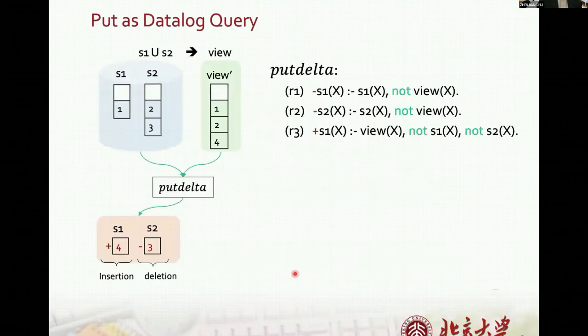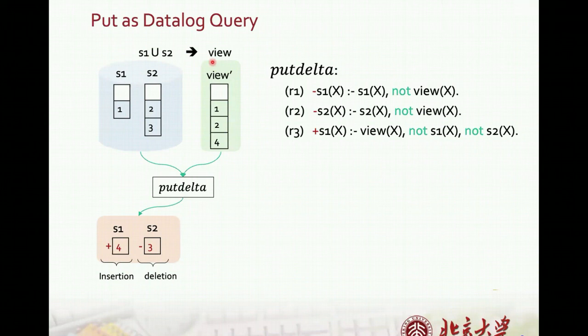Let's see one example. Suppose this put has a source with two tables, S1 and S2, and the output is a view. Intentionally, this view is a union of S1 and S2. But of course, the view is allowed to be changed. Initially it should be 1, 2, 3. But if we change 3 to be 4, then how can I reflect this change to the source so that the union of the updated source becomes this view? This is a putback.